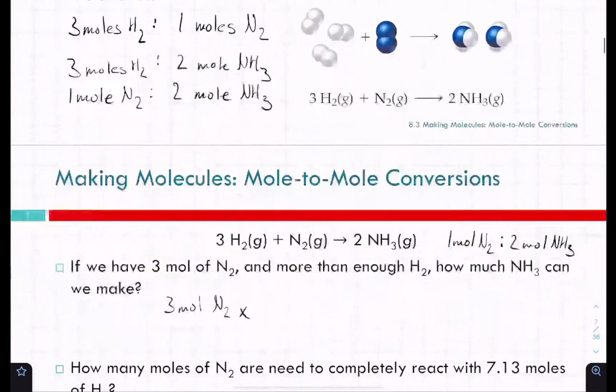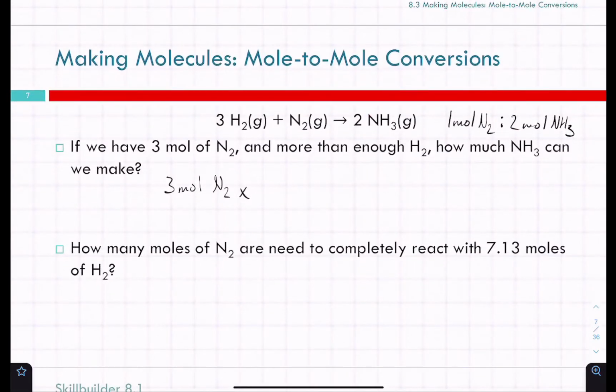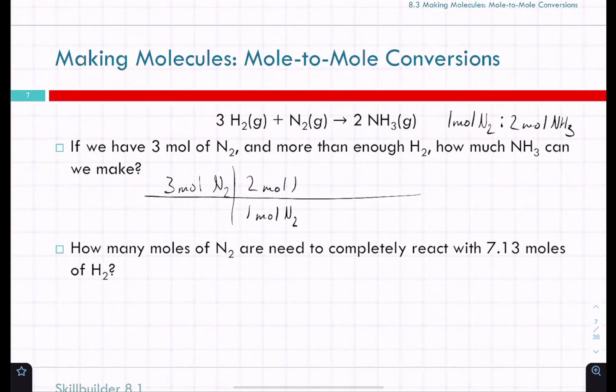And we can use that as a conversion factor. Say 3 moles of N2, and just like our other conversion factors, we want to cancel out that unit moles of nitrogen. So we put 1 mole of nitrogen on the bottom. And then on the top, we put 2 moles of ammonia. And so that will make 6 moles of NH3.